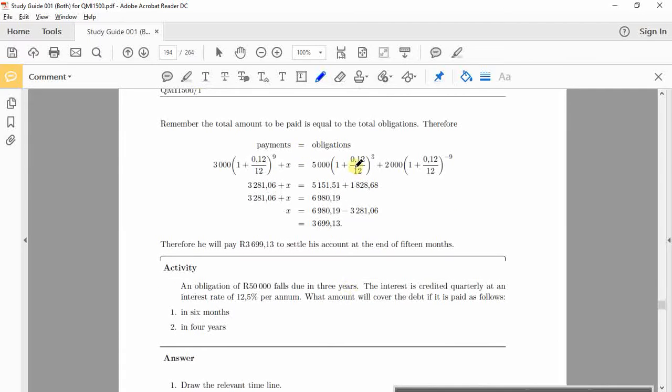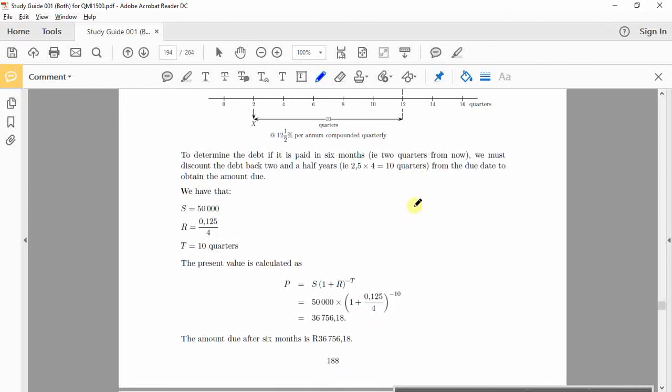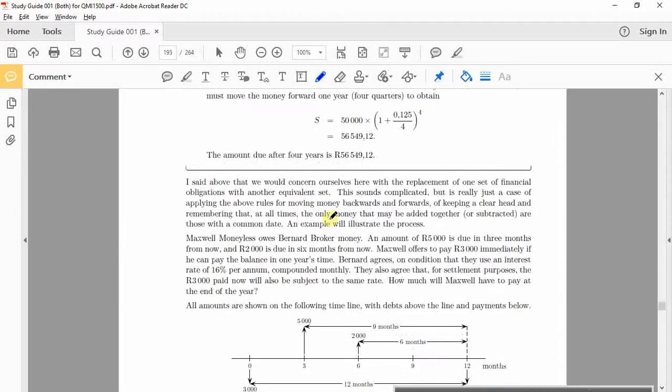Then they've just shown you that: take things backwards and forwards. Just something else to take note of: payments and obligations. Do you agree if you're paying off a liability, it's an obligation? Yes. So your payments would have to amortize the obligation, and that's where you use that amortization function. They've just given you an example there.